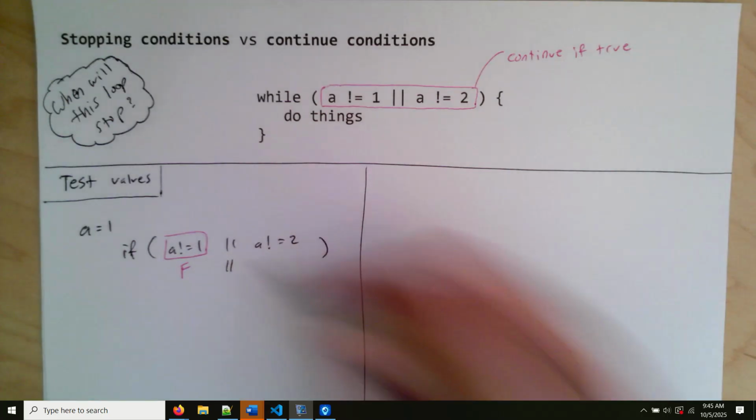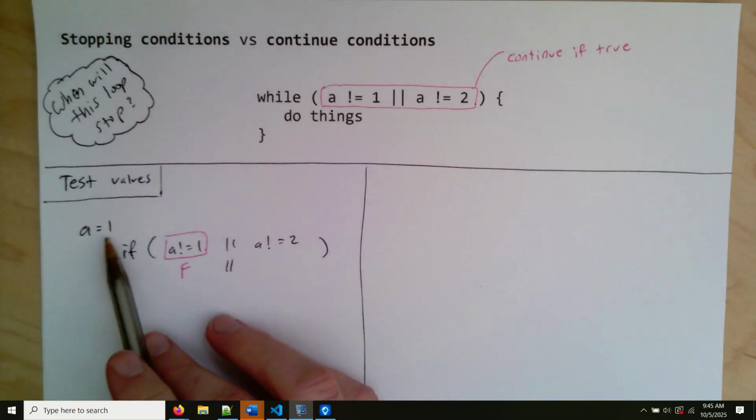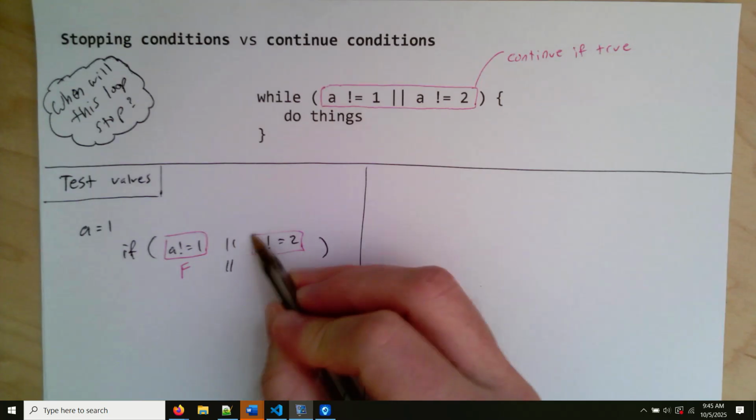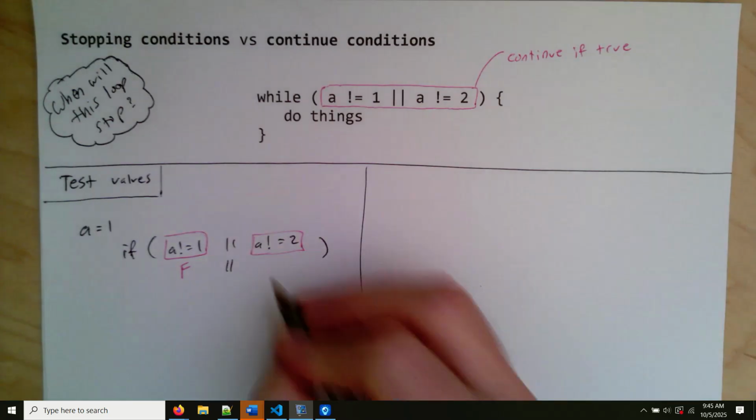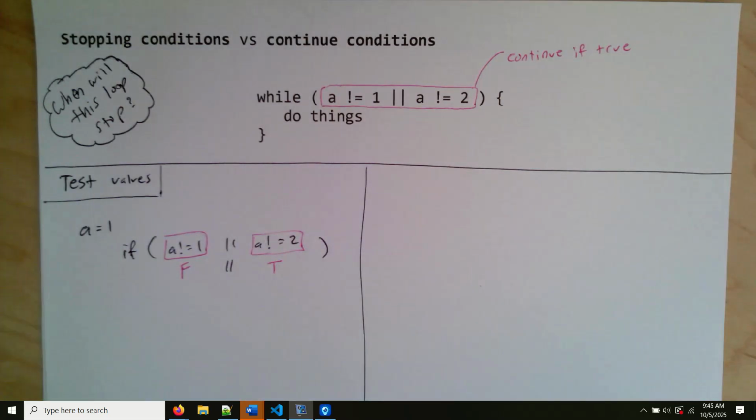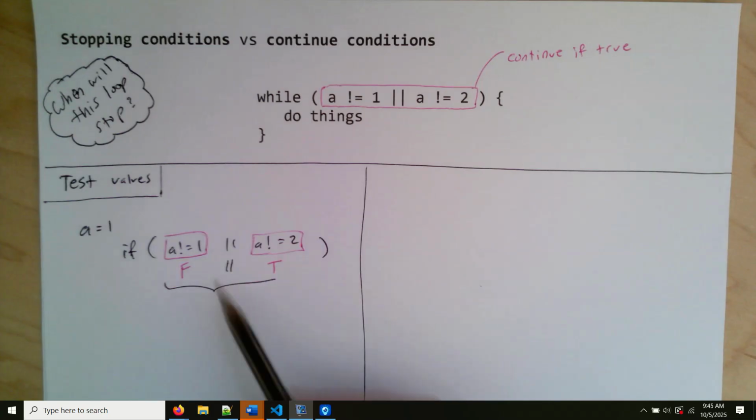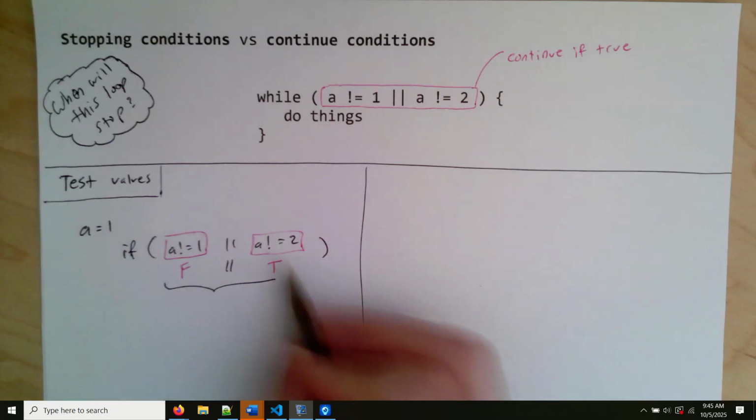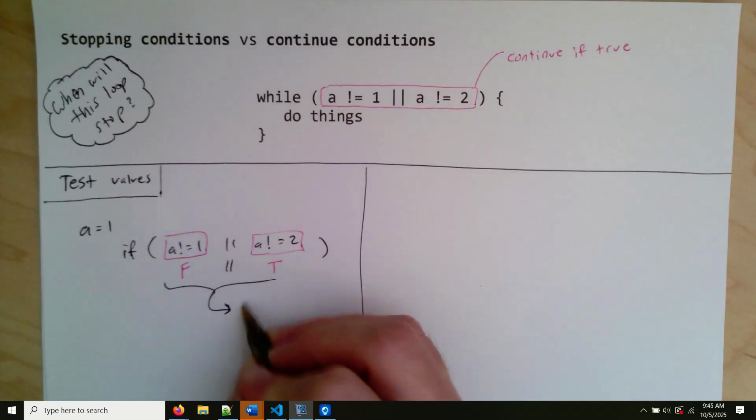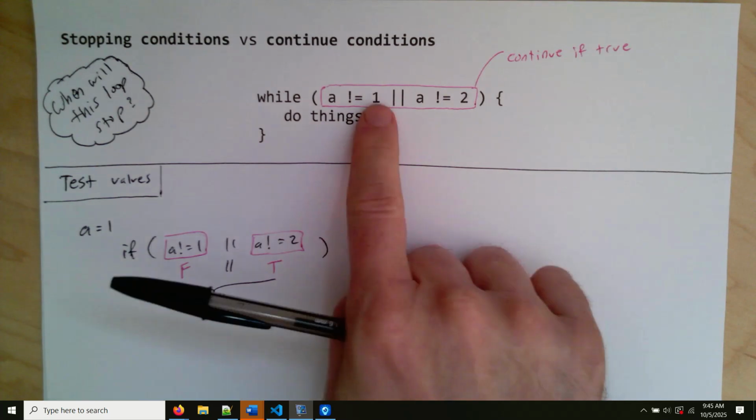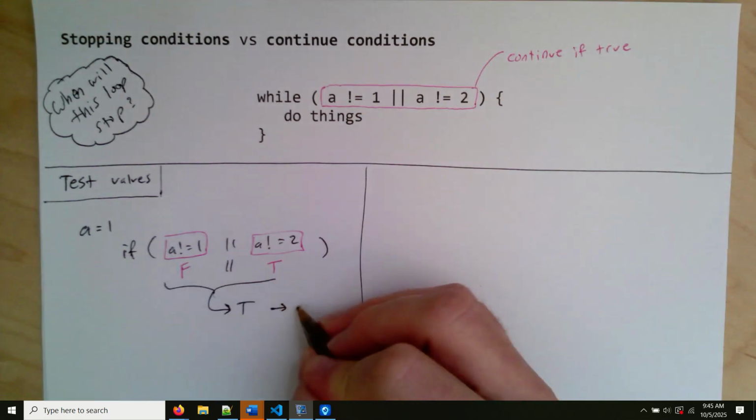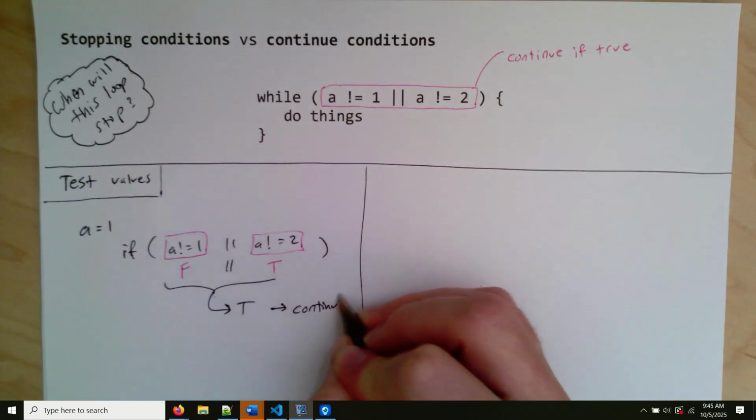This is the or symbol. So if it equals 1, is it true that it is not 2? The answer there is yes. So here we've got false or true, but you remember that the or operator is true if either one of these two things are true, or if they're both true. So overall, this evaluates to true, and because it was happening in a while loop, that means that we're going to continue to loop.